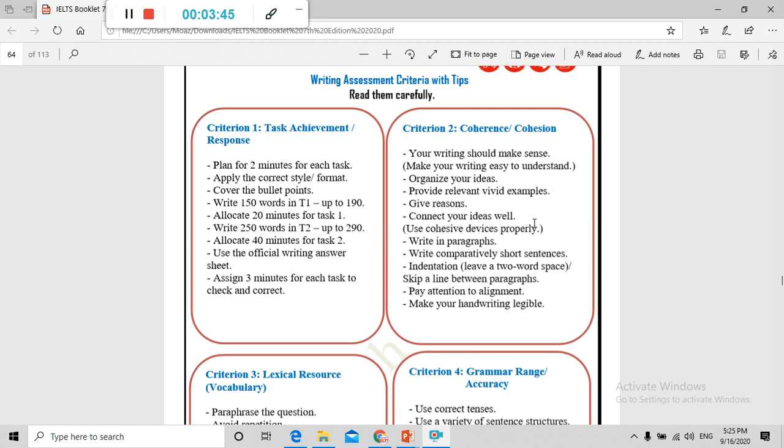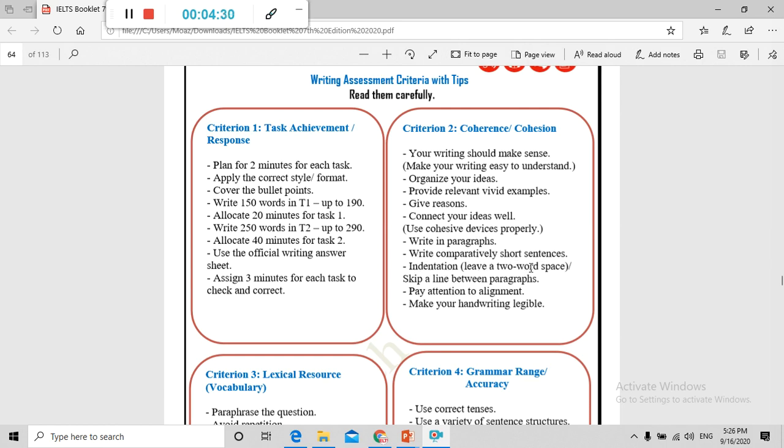I mean, you need to use first of all, on the other hand, however, in addition to, moreover, for example, for instance. Write in paragraphs. Don't write one passage. You need to write paragraphs, introduction, 2 body paragraphs, and a conclusion. In task 1, you need to write introduction and the 3 bullet points for the general training and conclusion, or let's say ending statement. Write comparatively short sentences.